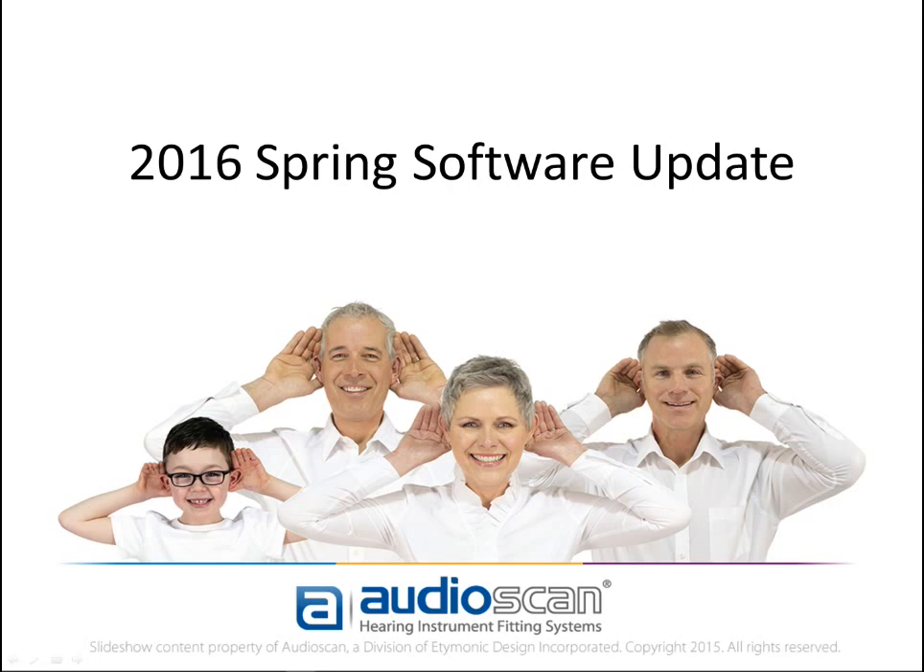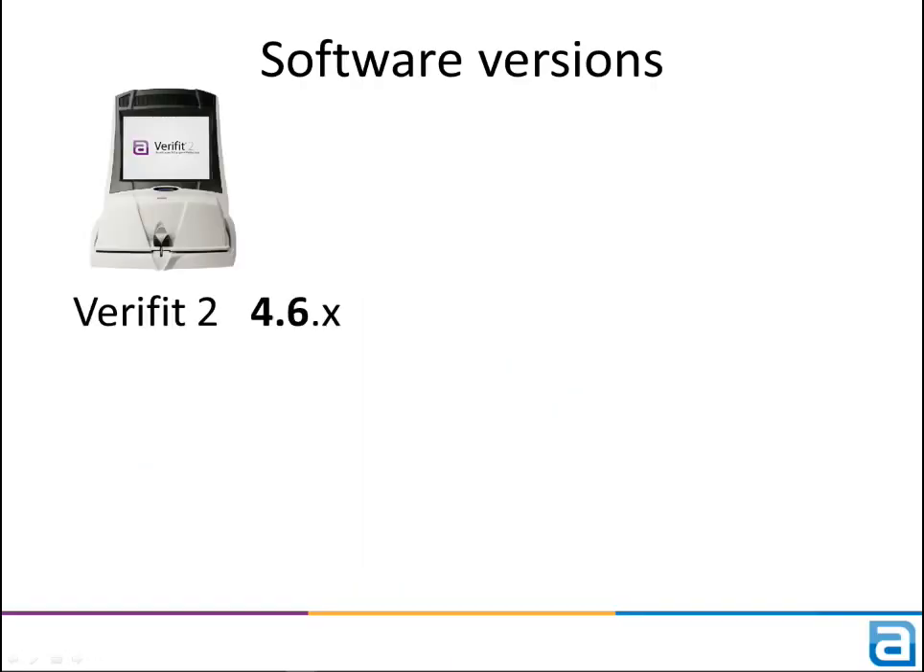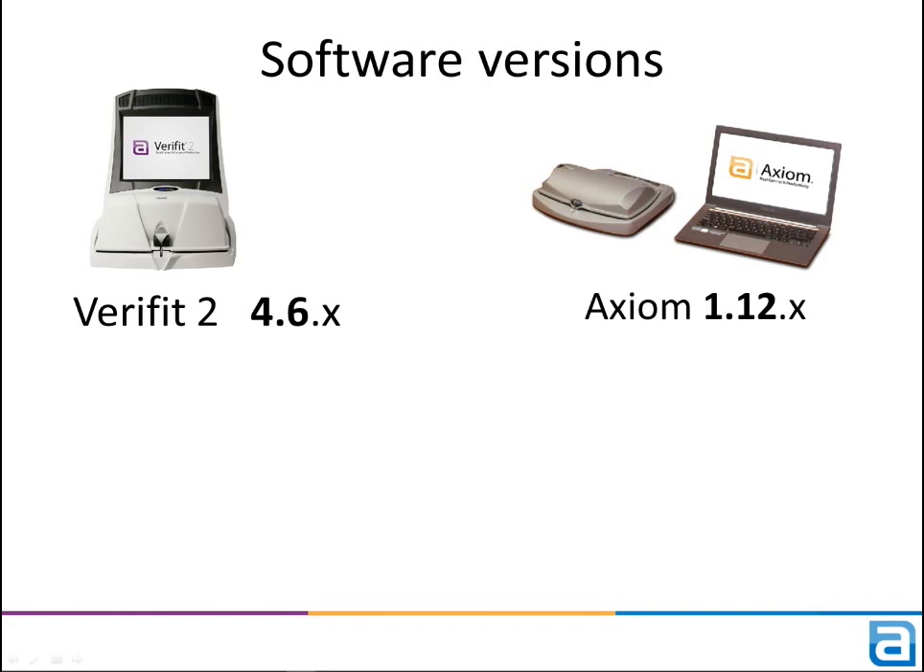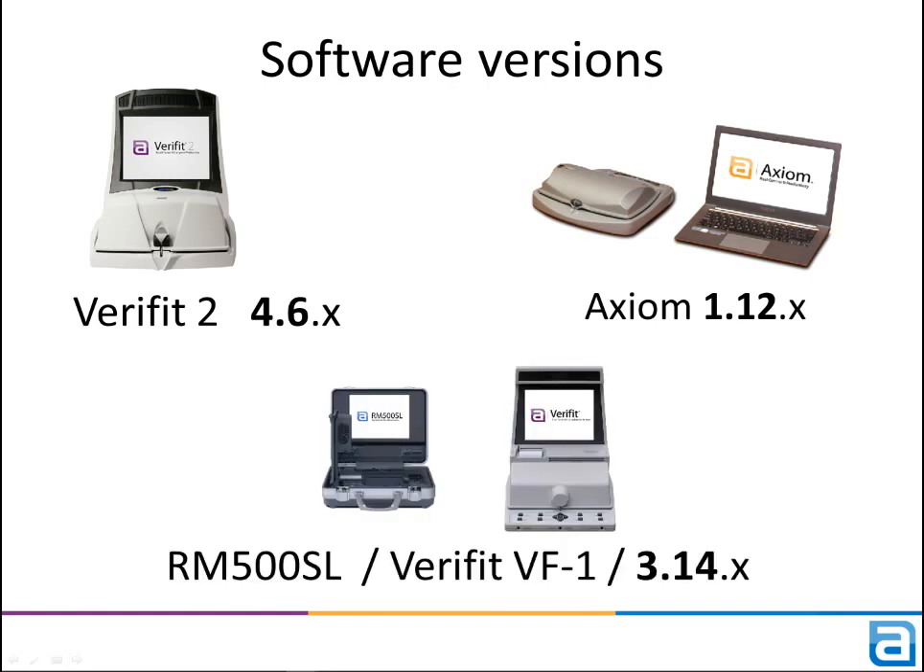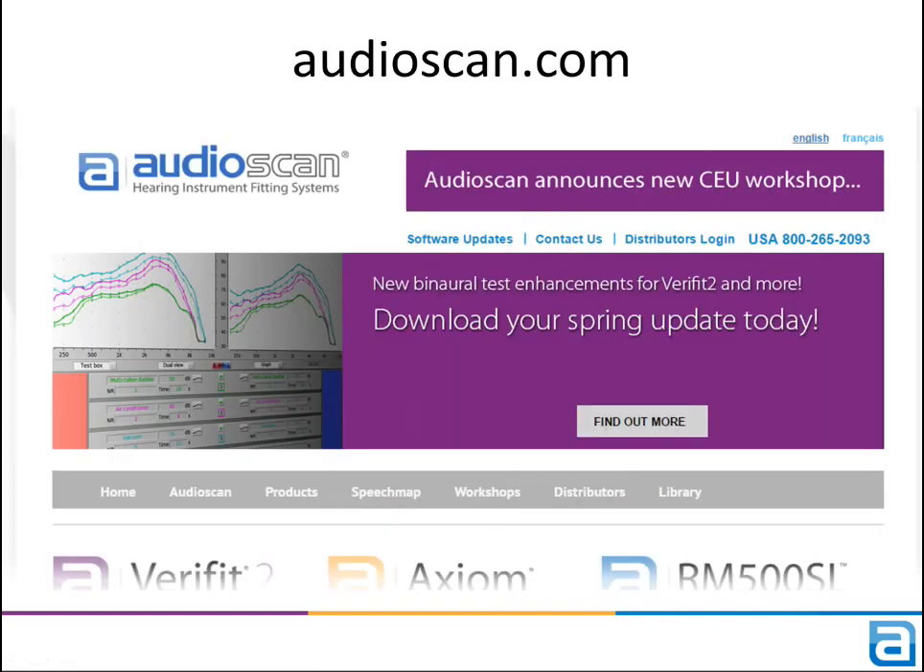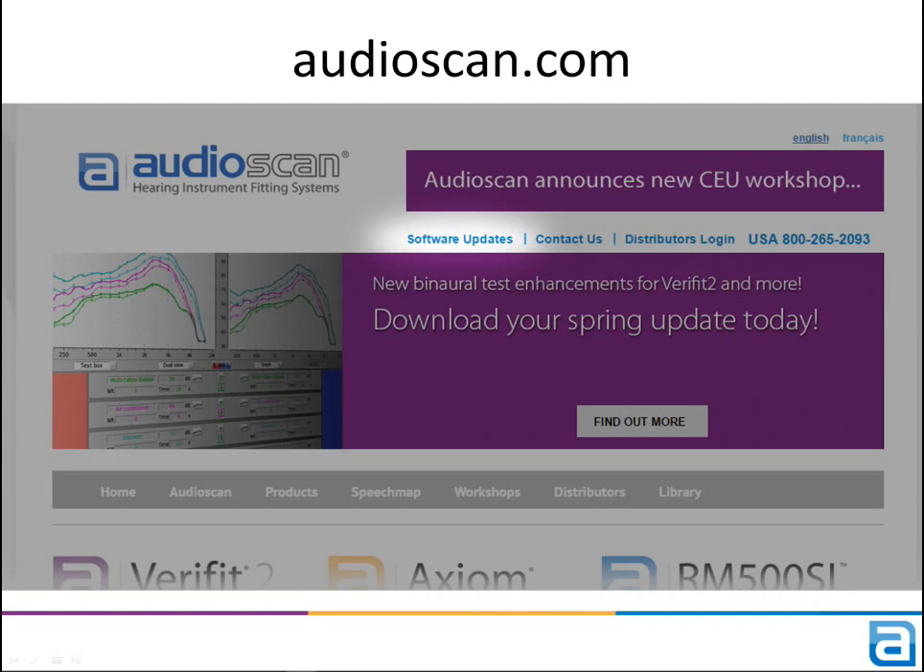Audioscan offers no-charge updates through the website twice annually. The features added will vary by hardware configuration. Here we'll have a look at what is new for each model this time around. This release is version 4.6 for Verifit 2, 1.12 for Axiom, and 3.14 for RM500SL and Legacy Verifit VF1 models. Visit Audioscan.com and click on the Software Updates link for downloads and step-by-step installation instructions.